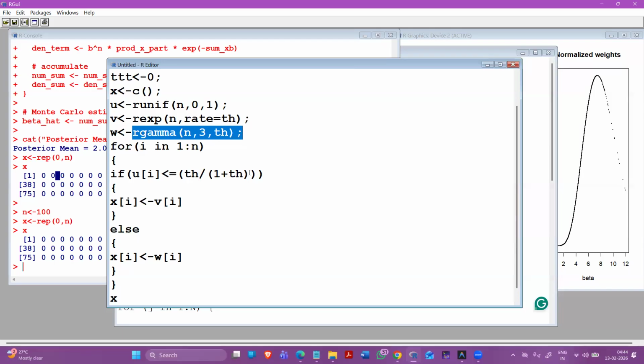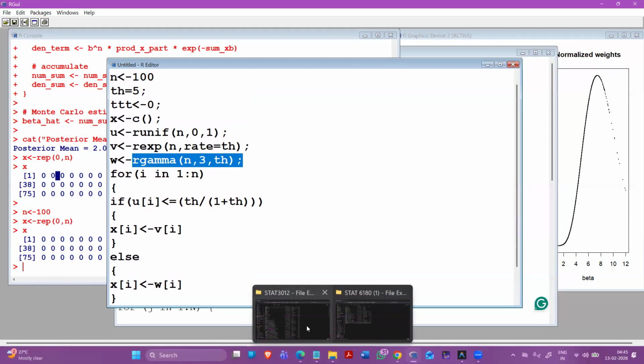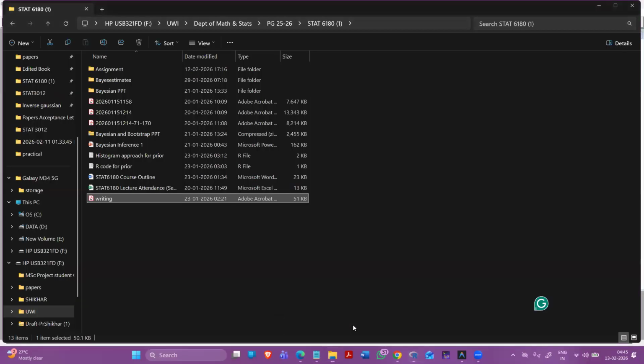Wait a second. Is this the right code or not? I'm confused a bit. If ui equals theta upon 1 plus theta. No, no, this is not the correct one. Let me check another one. This is for something else. Let me stop the recording.